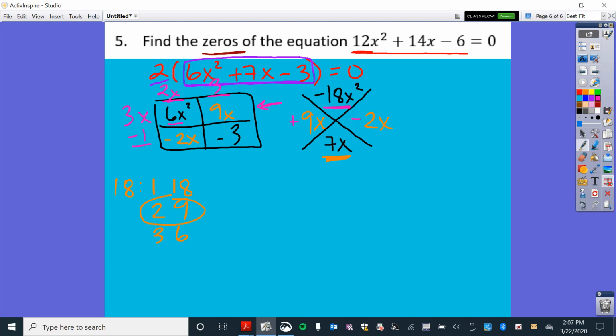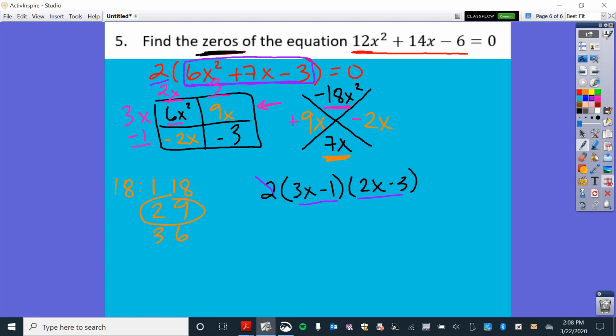Just a negative 1. So your factor, if you were writing your factor, remember you have to write that 2 first, then your parentheses. So then your 3x minus 1 and 2x minus 3. Now, they want us to find our zeros though. Okay, so in finding your zeros, we're only setting our parentheses equal to 0. So we're just kind of saying this 2, you can go away. I don't need you to find my zeros.